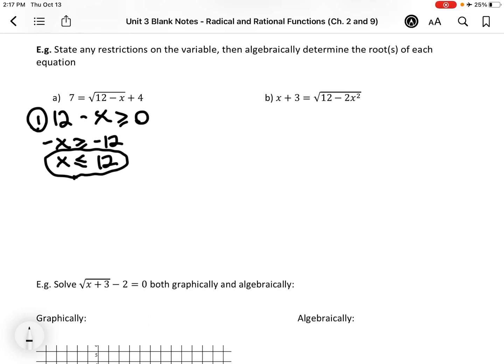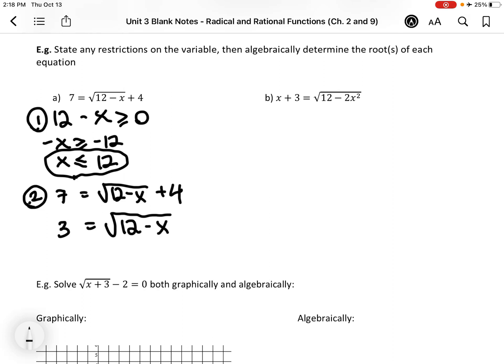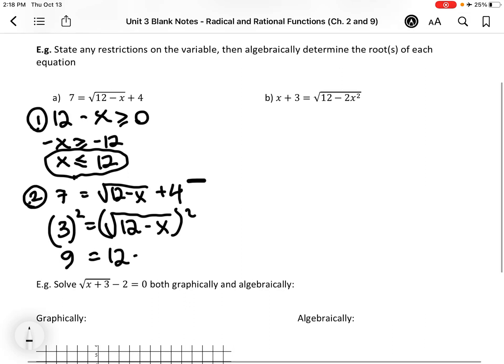There's my restriction. Second, I need to isolate the radical. So I have 7 equals the square root of 12 minus x, plus 4. I'm going to subtract 4 from both sides, and 7 minus 4 is 3, equals the square root of 12 minus x. At this point, I want to square both sides. On the left side, 3 squared is 9. On the right side, the square root of 12 minus x, squared, is just 12 minus x.